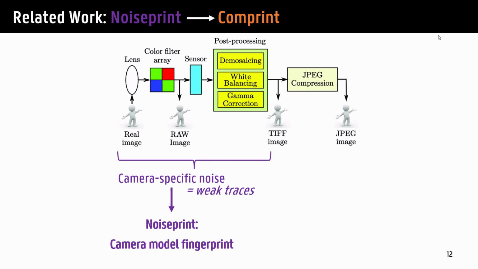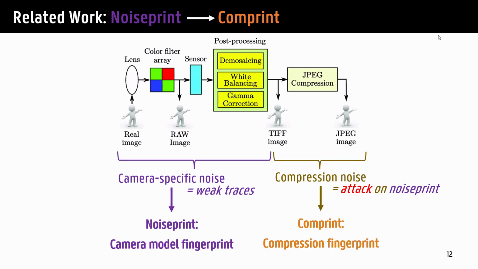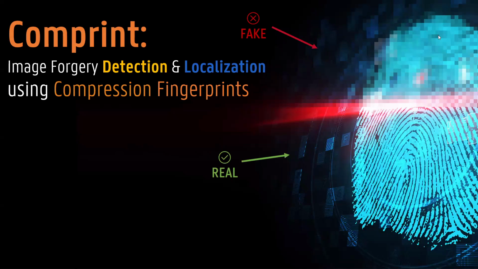So we have the NoisePrint method that exploits the camera-specific noise, but these are relatively weak traces. And also after this noise that happened in the camera, there is most of the time some JPEG compression going on. So this compression noise is an attack on the NoisePrint already. So what we thought is, why don't we use this compression noise as a fingerprint instead? And that's where the Comprint method comes in. So we get Comprint, an image forgery detection and localization method that uses compression fingerprints.